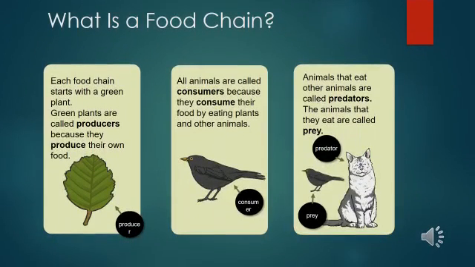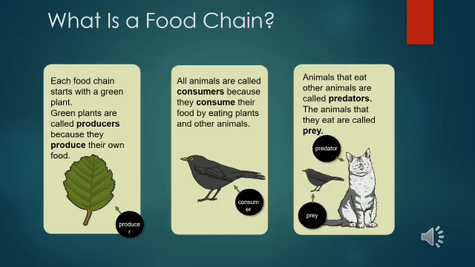So a food chain starts with green plants. The green plants are called producers because they produce their own food, which simply means they make their own food. All animals are called consumers. Like when we go shopping, basically we consume things, we buy things, we take things, because we eat all the food by eating plants and other animals.